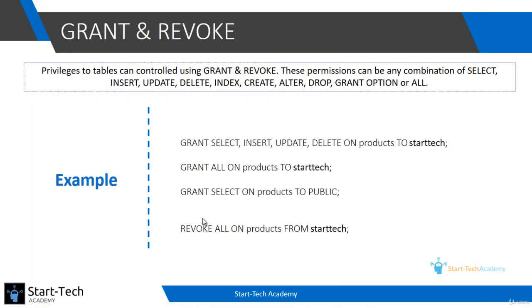So let us grant the new user rights to retrieve data, insert data, update data, and delete data from the products table. If you want to give all the rights, you can just write grant all on the products table to the user. If you want to revoke all rights, you just write revoke all on products from the user. Let's go and check these out.